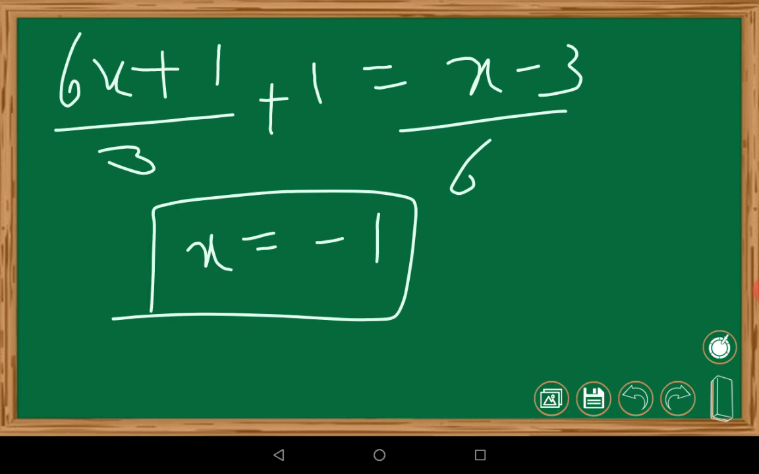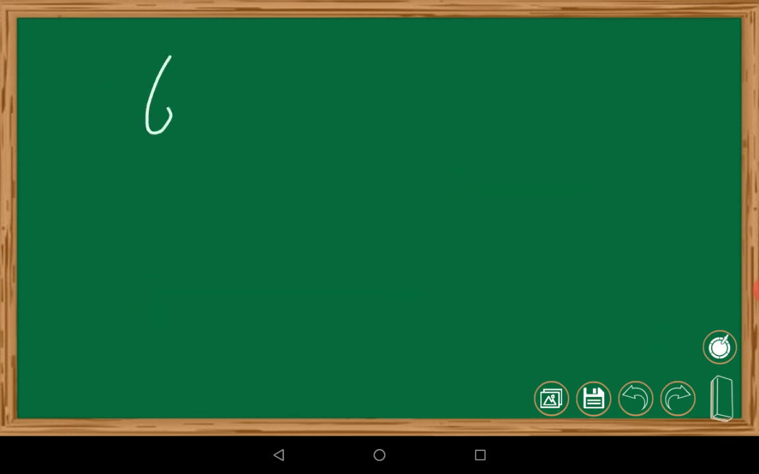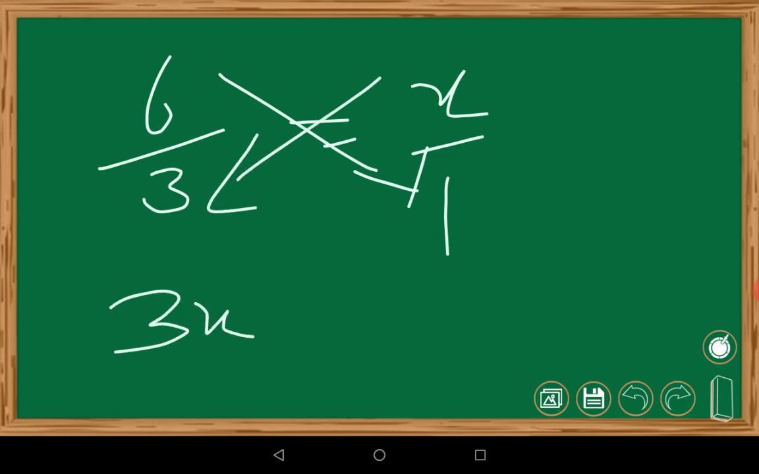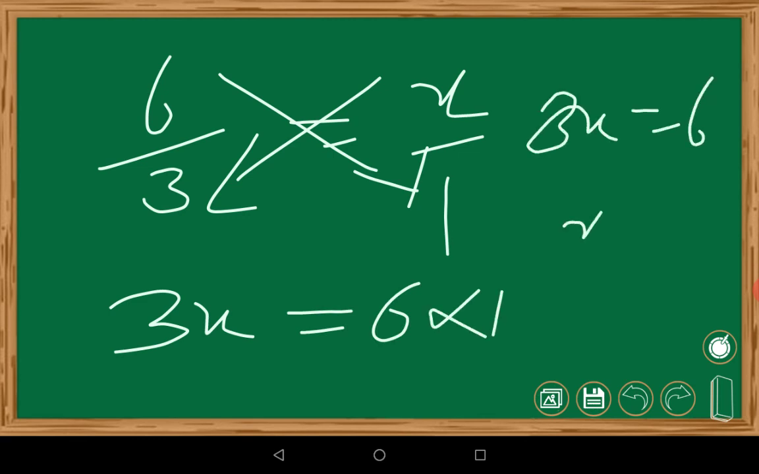You can also use cross multiplication. That option is also there. How you will use it: 6 by 3 is equal to x by 1. If you have an equation like 6 by 3 is equal to x by 1, how to use cross multiplication? Just this number will be multiplied here, this number will be multiplied here. That means 3x is equal to 6 into 1, and then 3x is equal to 6, x is equal to 6 by 3. Same you have to do, and again x is equal to 2, like that you have to do. Okay, so in that way also you can solve this, but after simplification only.